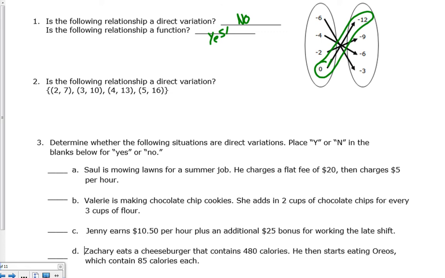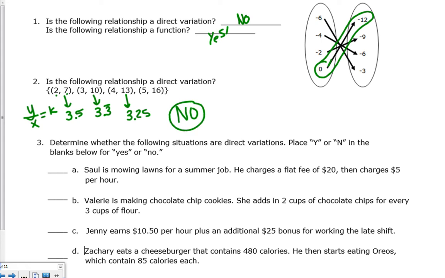Is it a direct variation for number two? I need to start seeing if it comes to a constant proportional relationship, a constant ratio. So y over x should give me my k. So 7 over 2, that's 3.5. 10 over 3, ooh, that's 3.3 repeating. 13 over 4, that's 3.25. These are not constant, so this would be a big fat no.